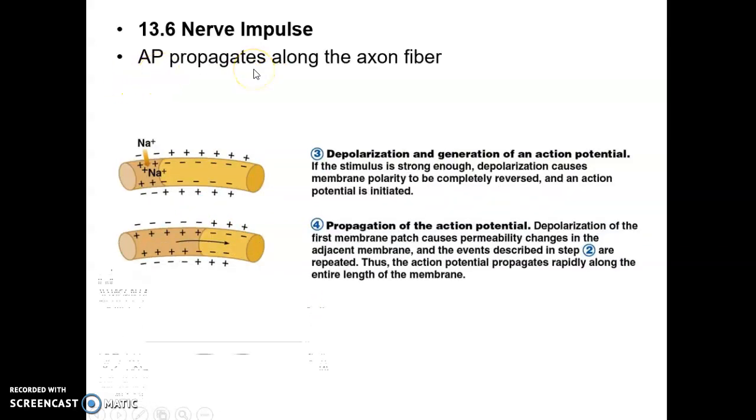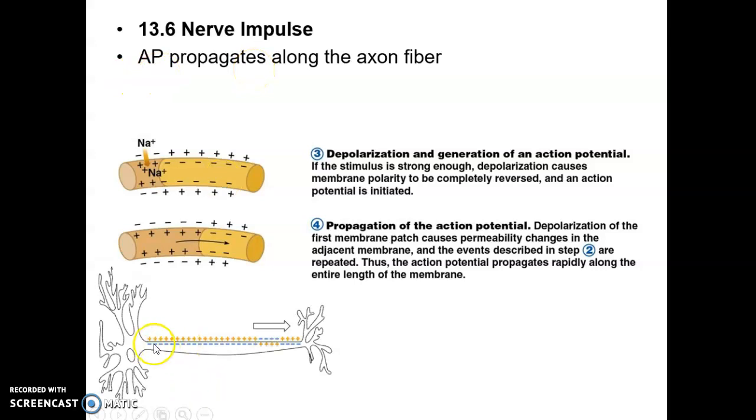So the action potential propagates, as this little video shows. Initially, you have a resting membrane potential. It changes polarity, meaning the action potential happens, and the action potential moves along the axon rapidly. Because what happens is when an action potential occurs in one spot on the membrane, it stimulates the next spot on the membrane to open up sodium channels, and then sodium starts to rush in there.